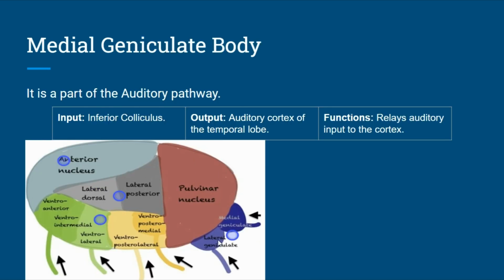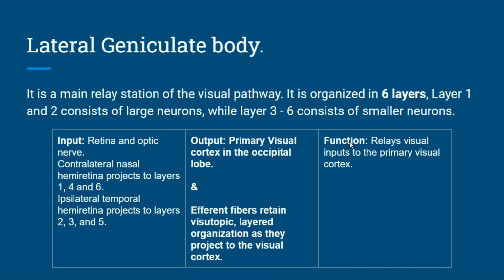We have the medial geniculate body right here, and it is a part of the auditory pathway. It's getting input from the inferior colliculus, and the output is to the auditory cortex of the temporal lobe, and it functions as a relay of the auditory input to the cortex.